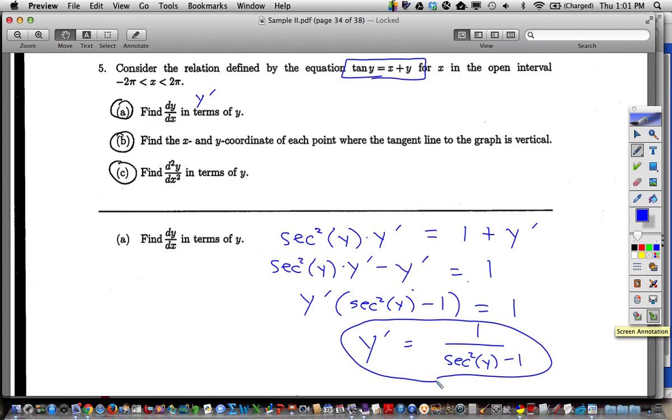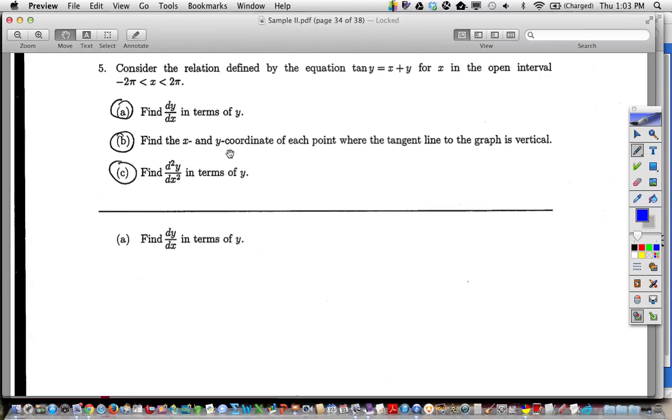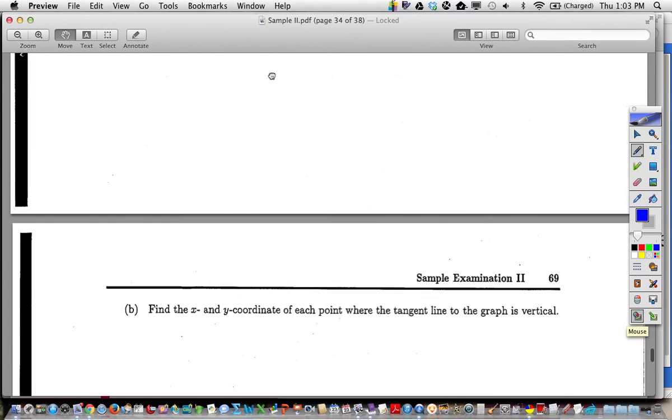Now it says, find the x and y coordinate of each point where the tangent line is vertical. So this kind of connects to what we were just doing. The tangent line is vertical means what? The slope is a number over 0, right? So in other words, when that bottom is 0. So we've got to solve that. Okay? So secant squared minus 1, where does that equal 0? So that's what we're trying to do there.